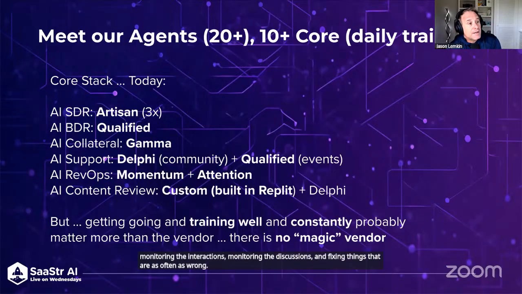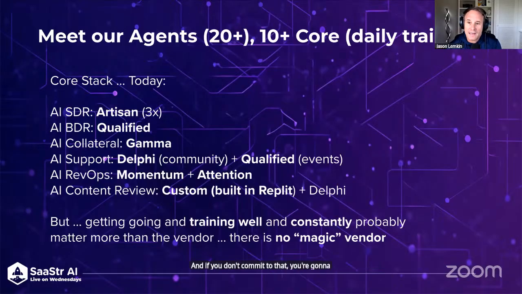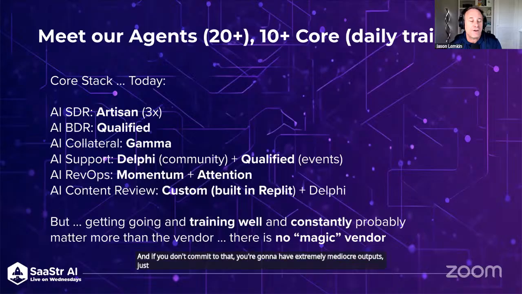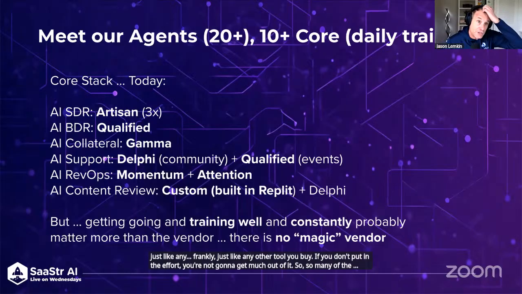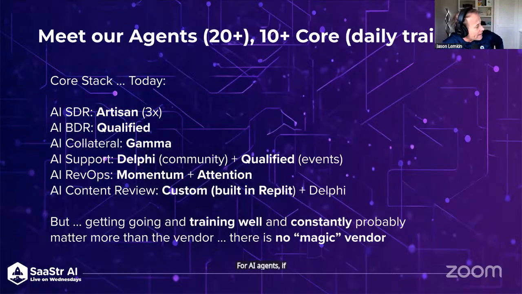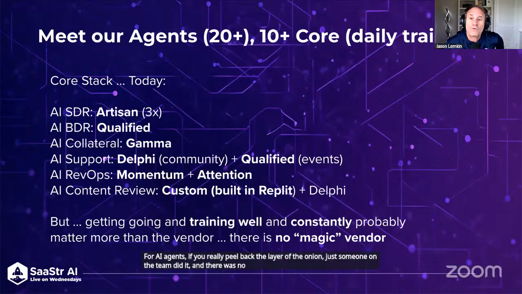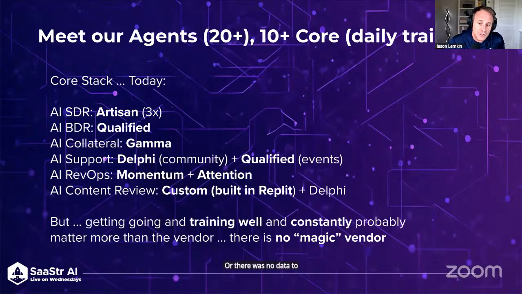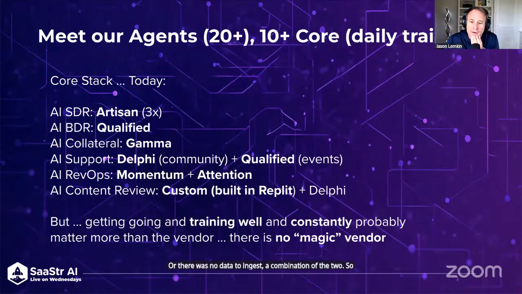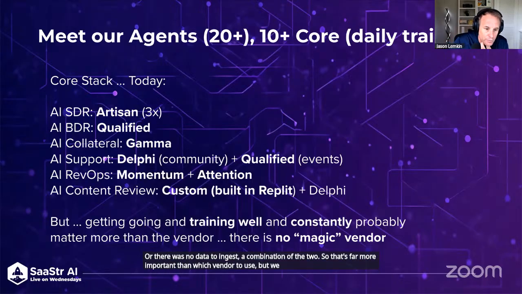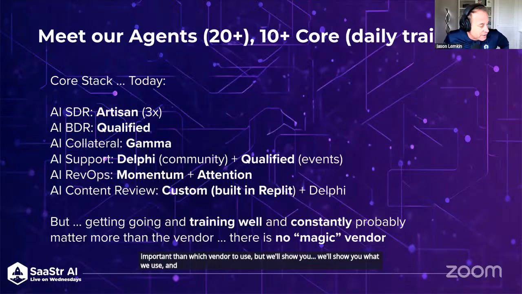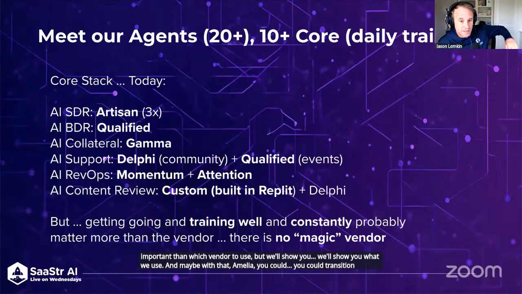And if you don't commit to that, you're going to have extremely mediocre outputs, just like any other tool you buy. If you don't put in the effort, you're not going to get much out of it. So many of the failures for AI agents, if you really peel back the layer of the onion, are just someone on the team did it and there was no proper training or there was no data to ingest, or a combination of the two. So that's far more important than which vendor you use, but we'll show you what we use. And maybe with that, Amelia, you could transition into SDR and BDR.